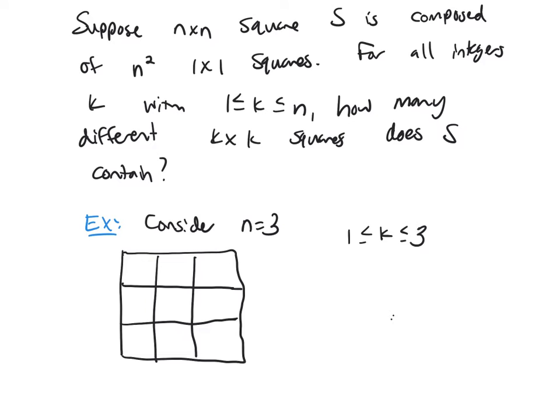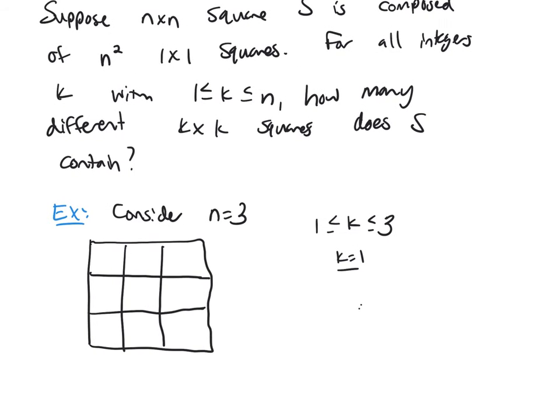So k being 1. How many 1 by 1 squares are there? There are 9 in total, right? Each one of these right here, 1, 2, 3, 4, 5, 6, 7, 8, 9. Those are all the 1 by 1 squares there. All right. And now let's look at k being 2.